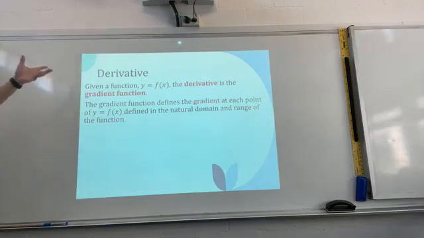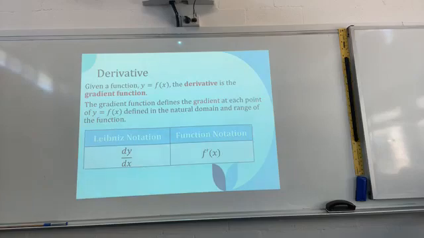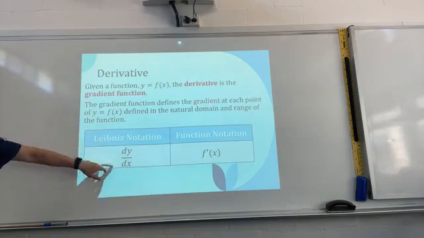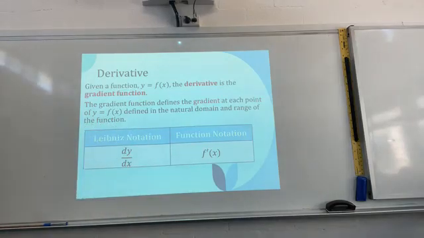So if you got y equals x squared, dy dx is 2x. And then at, let's say x equals 1, what is the gradient? All right, it's tangent to that line. All right, so there are two notations that you need to know: the Leibniz notation, which is dy over dx, or the function notation f dash x. These are the two things that you need to know.